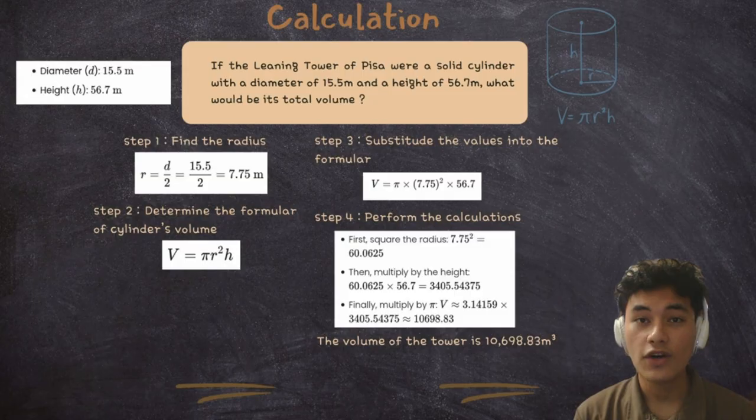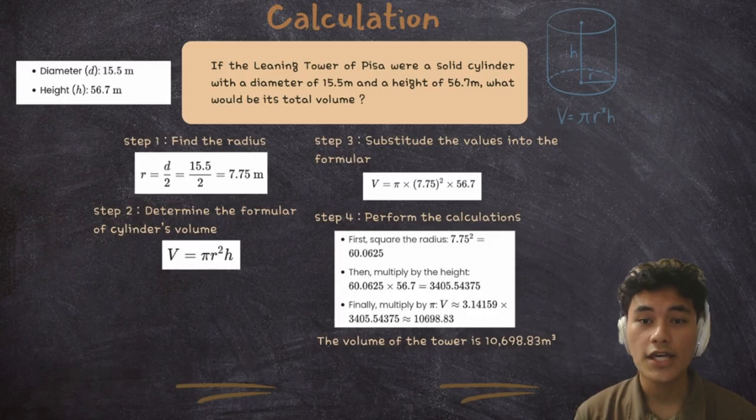If the Leaning Tower of Pisa were a solid cylinder with a diameter of 50.5 meters and a height of 56.7 meters, what would be its total volume? Firstly, to find the radius. How to find the radius? Diameter divided by 2, and then you get 7.75 meters.